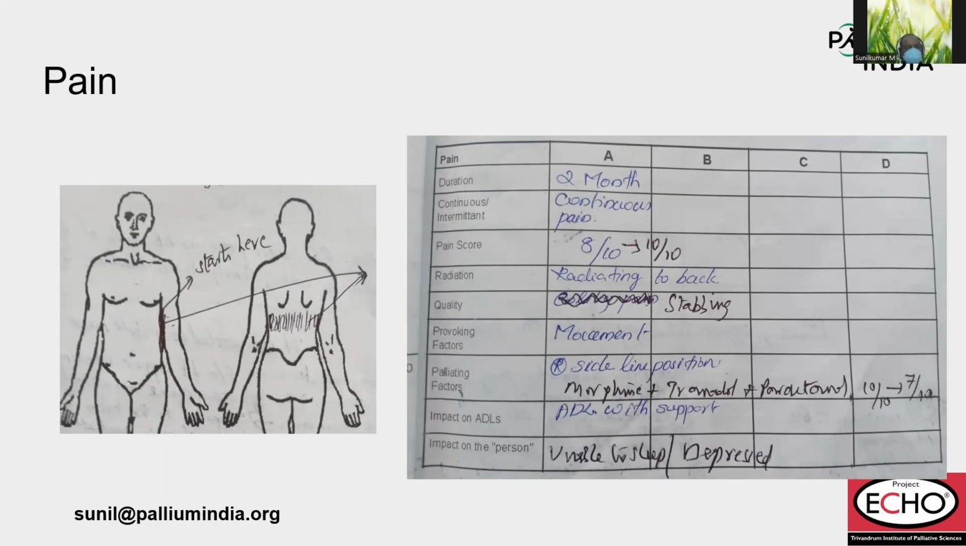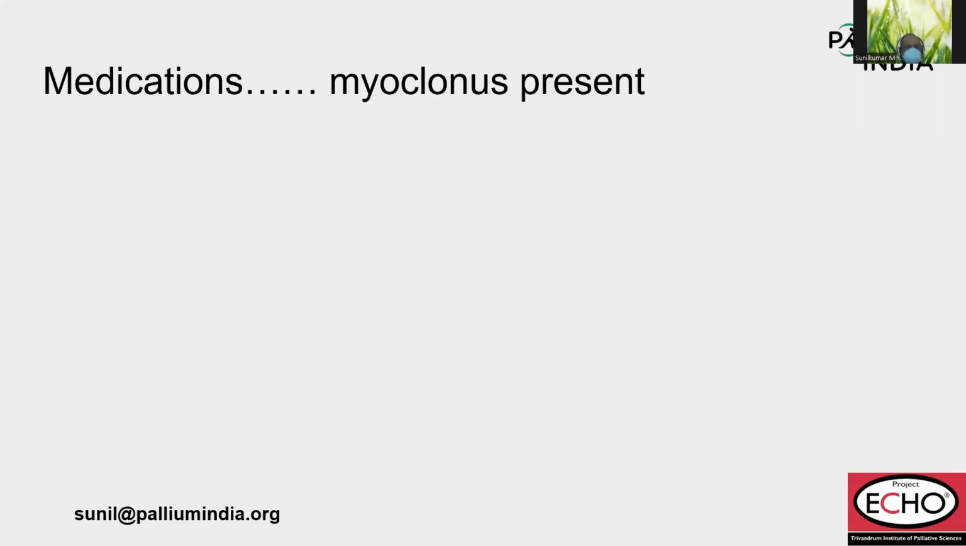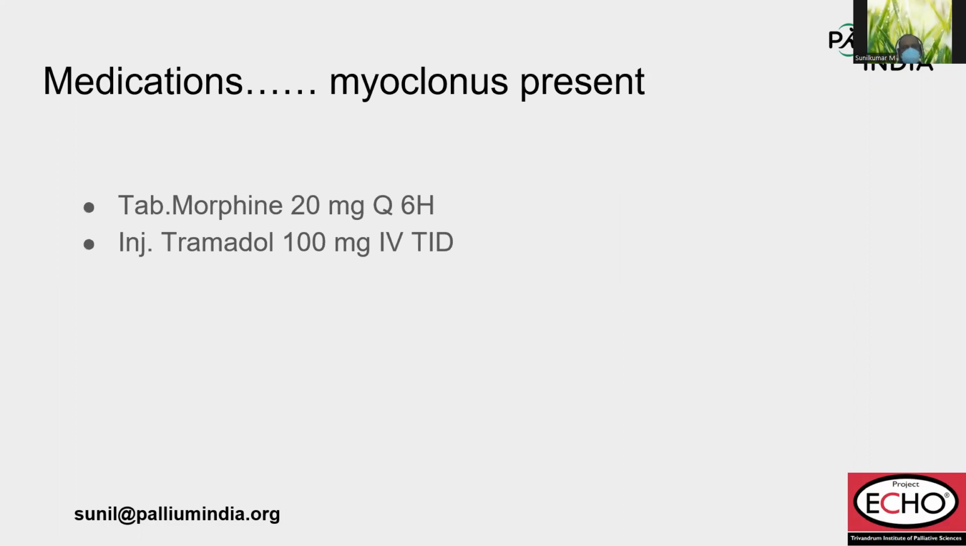So you can see her pain pattern. It starts on the left lateral chest and spreads out to the back. It is mostly 10 by 10, and it is a stabbing type of pain. When she takes morphine plus tramadol plus paracetamol, she gets some pain relief, from 10 by 10 to 8 by 10. In addition, she also complains of myoclonus. So these are the medications that she is receiving.